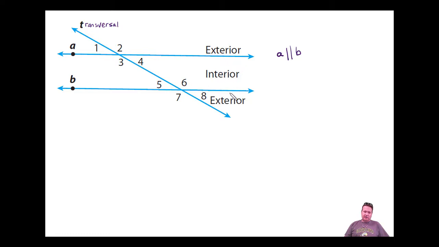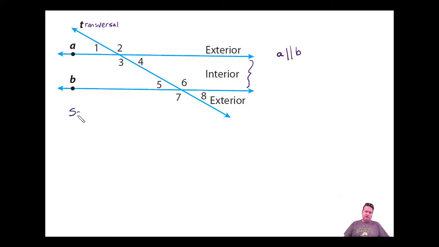On top of that, we have 2 different types of angles. We have interior and exterior. Interior are in between the 2 parallel lines. So there are 4 interior angles, 3 and 4, 5 and 6. And there are 4 exterior angles. They're on the outside or the exterior of the parallel lines, 1 and 2, and 7 and 8. Those are exterior angles.